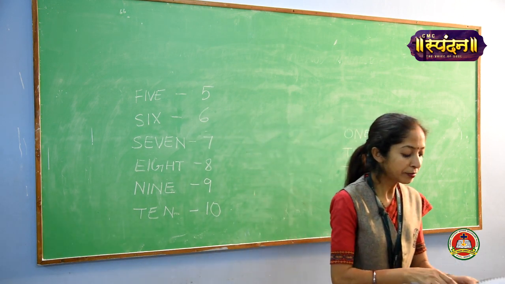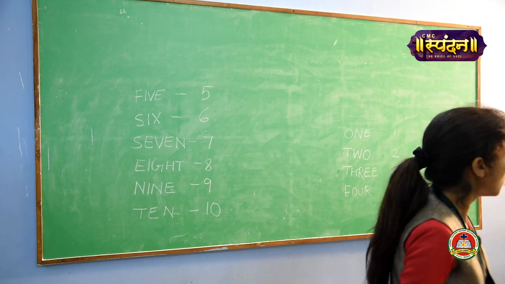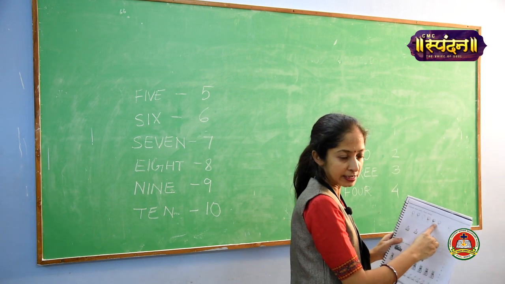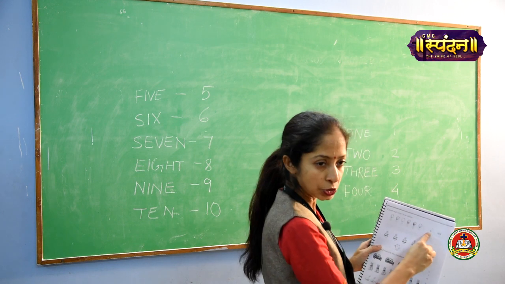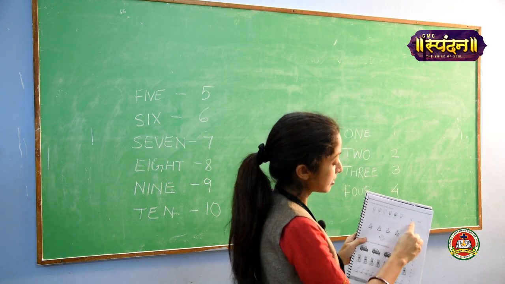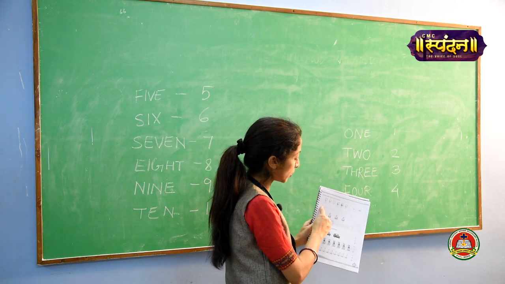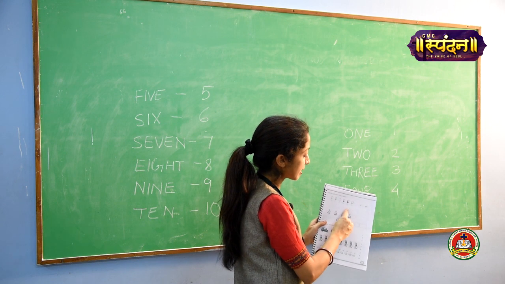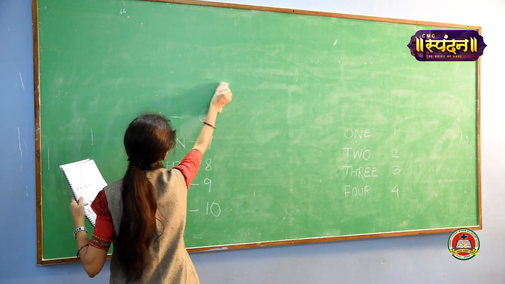Okay. Now coming to next, count and write how many. In the first line, balloons are given, students: 1, 2, 3, 4, 5, 6. So the number is also written and the name is also written, 6, SIX. Now here how many balls are there? Please count: 1, 2, 3, 4, 5, 6, 7, 8, 9. So we are going to write the number 9.